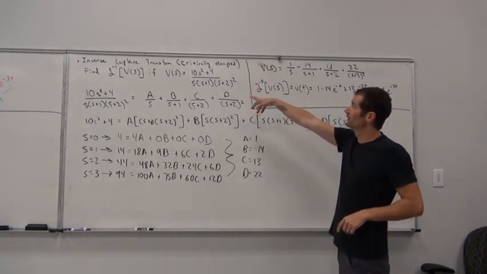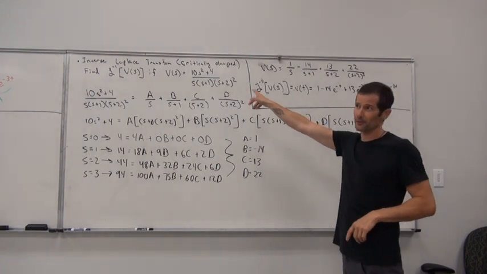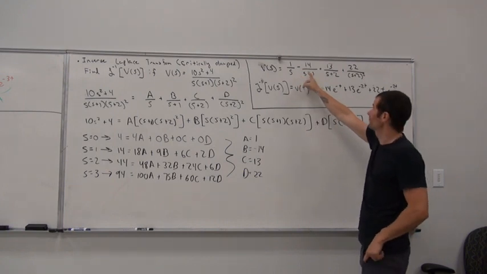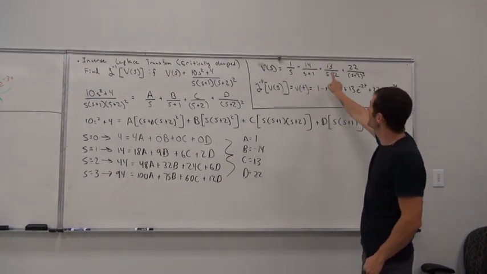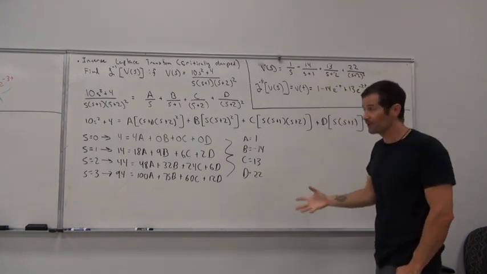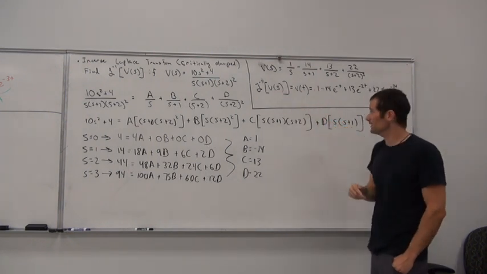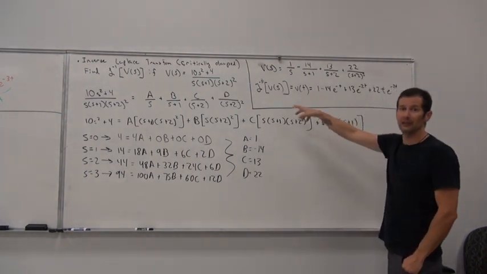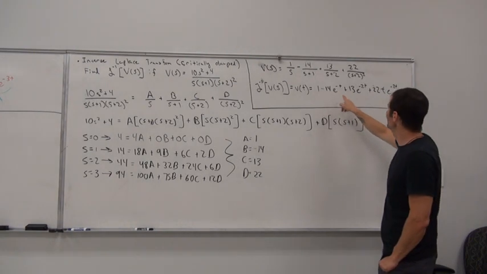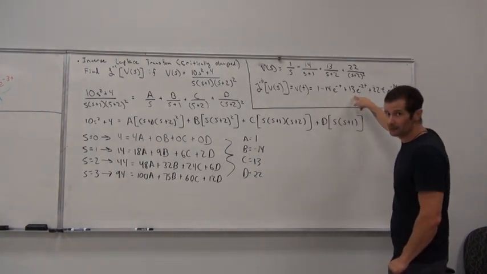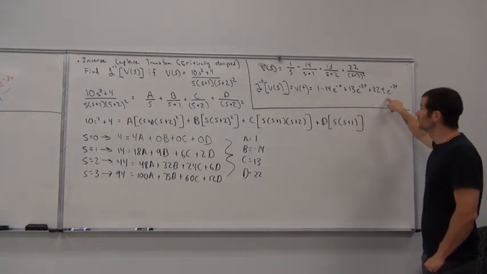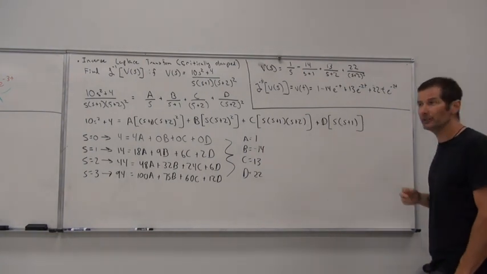So the equivalence of V of s from this initial form that we solved for, 10s squared plus 4 over s plus 1 squared times s plus 2 squared, comes out to be V of s equal to 1 over s minus 14 over s plus 1 plus 13 over s plus 2 plus 22 over s plus 2 squared. And when we take the inverse Laplace transform of V of s, we get V of t, now back into the time domain: 1 minus 14 times e to the negative t plus 13 times e to the negative 2t, but right here plus 22t times e to the negative 2t.